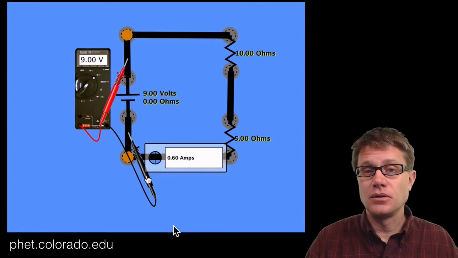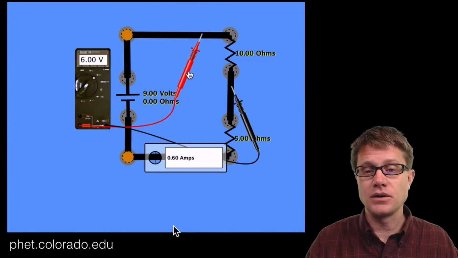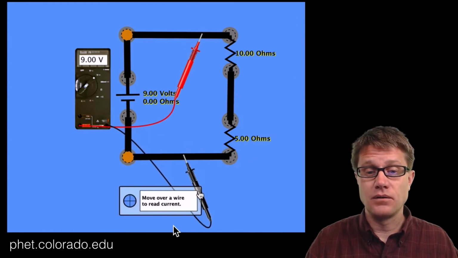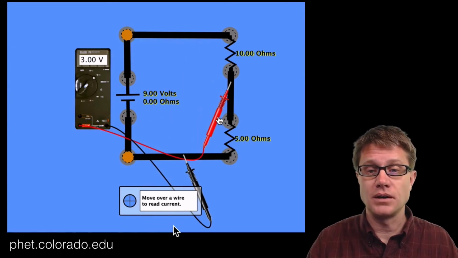And then the next thing we can do is just verify that those voltages are correct. So if we look across the first one, it's going to be 6 volts across that first resistor. And then if we were to look across the second resistor, using our voltmeter, again, we have to check it across that element. It's going to be 3 volts right here.